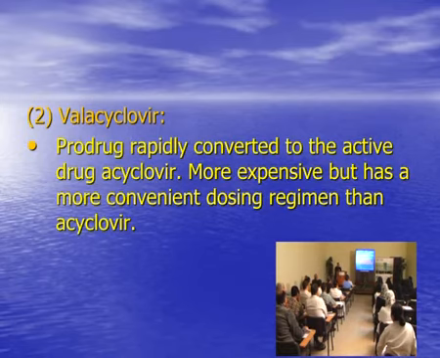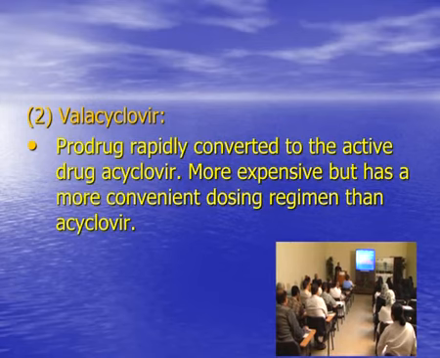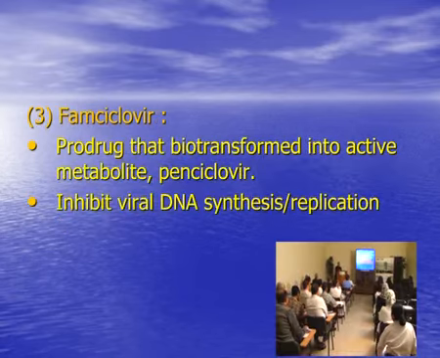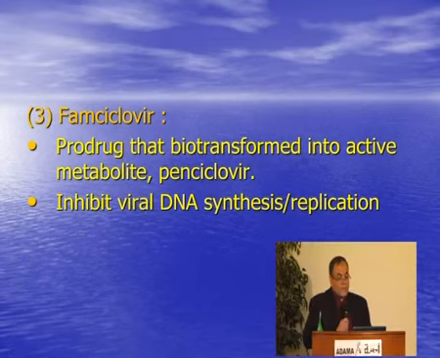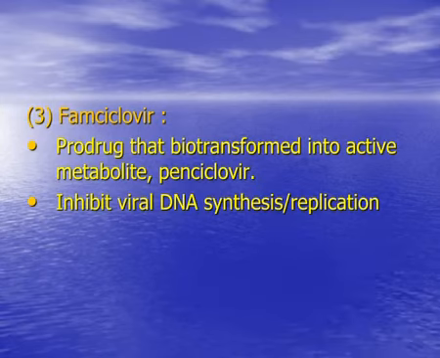Valacyclovir, it is a prodrug. It is transformed in the body into acyclovir. It is more expensive but has a more convenient dosing regimen than acyclovir. Famciclovir, also a prodrug, is transformed in the body into penciclovir. It inhibits the viral DNA synthesis and replication.